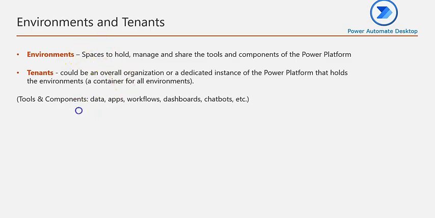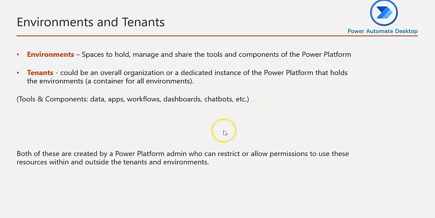So it is a space to hold all of these things, whereas a tenant is an upper level than the environment, meaning it is a container for one or more environments, and that could be at an org level or one instance of the Power Platform. Now I'll show this to you diagrammatically, which will help you understand. Both of these are created by the Power Platform admin in the Power Platform Admin Center, which is generally used by admins for setting up security roles, giving permissions, and configuring environments, tenants, and so forth.